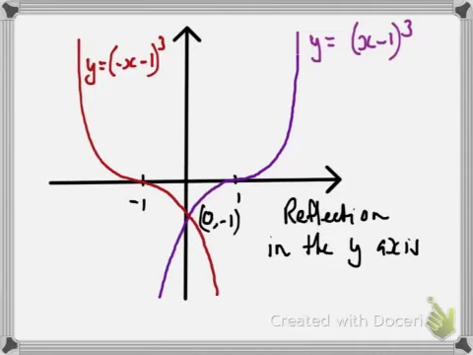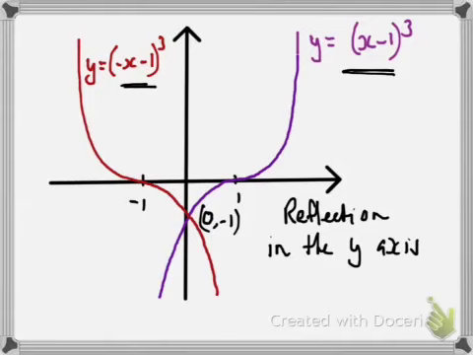Now here you can also get reflections in the y-axis. You'll notice here I've got the graph in purple of y equals (x minus 1) cubed. Now if we had a graph of y equals (negative x minus 1) cubed, let's look at what would happen in that situation. With the negative inside the bracket there, the graph actually gets reflected in the y-axis.